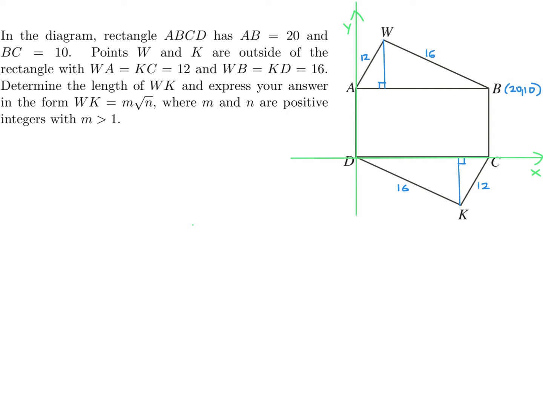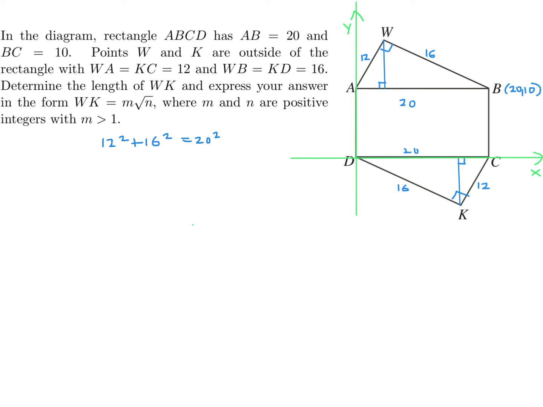Okay, well, the first thing I observed is that they told me that AB is 20, right? So that's 20. And so obviously DC is 20 also. And since 12 squared plus 16 squared is equal to 20 squared, that means that these are right angles right here. That's a right angle, and this is a right angle. So those are right triangles.